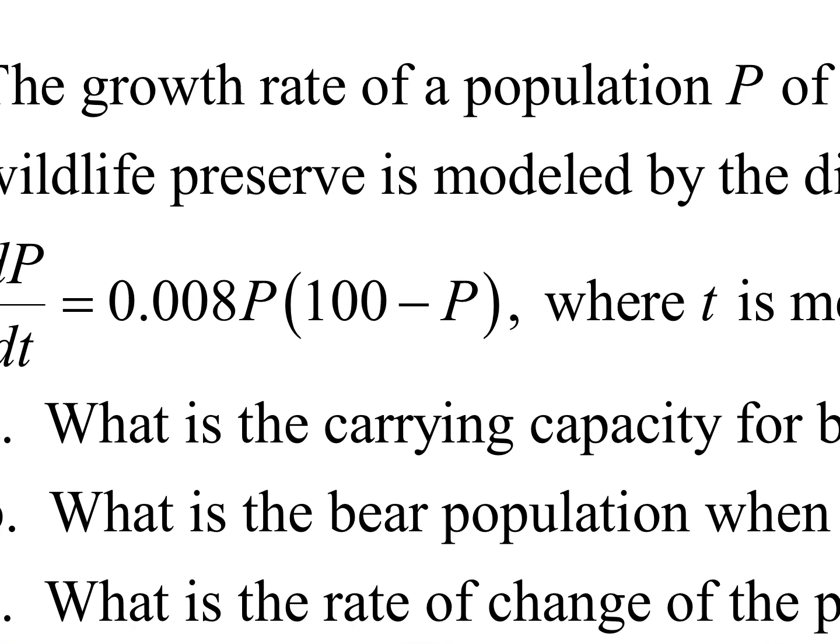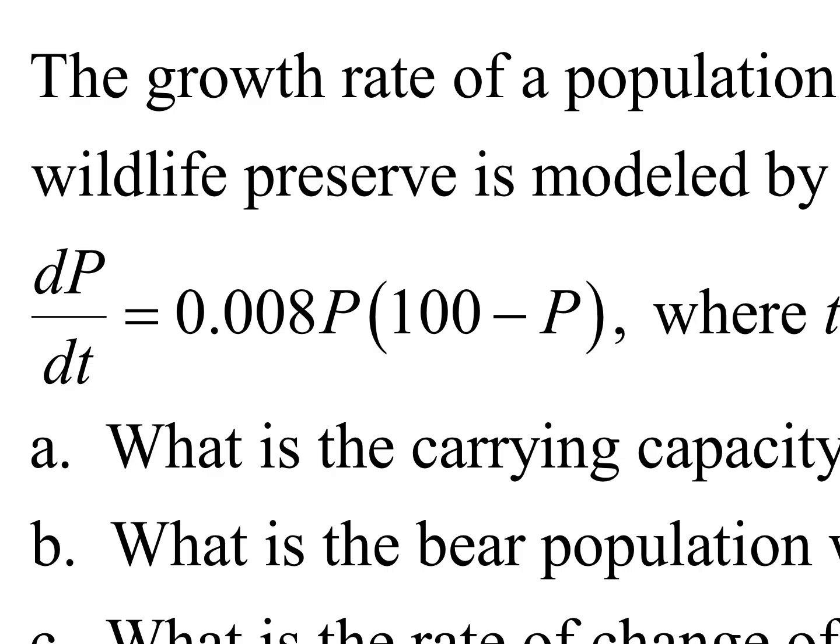How would you approach finding the derivative of something that's in that form? Factor it out? It is factored. Okay, so distribute it out. So maybe distribute first. So take the 0.008 and multiply it by 100. So that's going to give you 0.8P minus 0.008P squared.